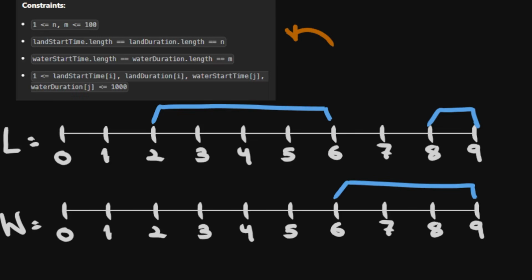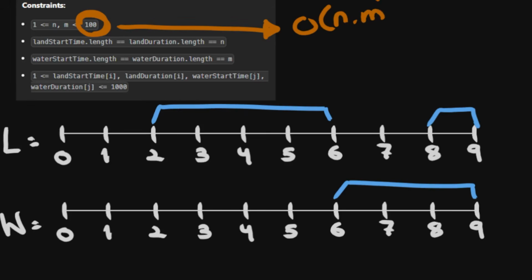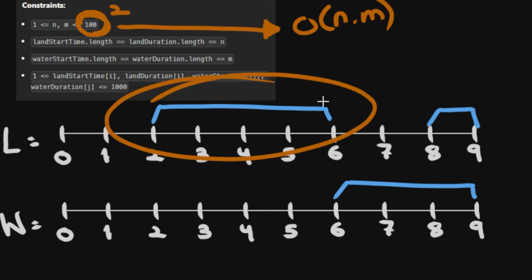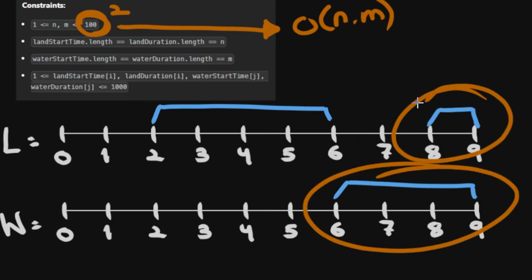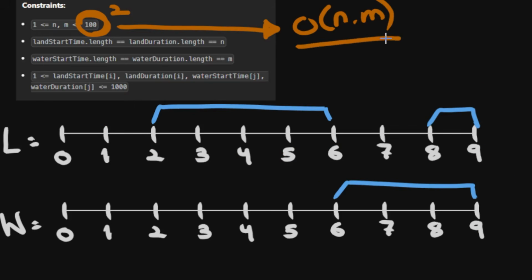Now here we have the constraints, and we know that we can have 100 land rides and 100 water rides as a maximum. And this means that we can think in terms of big O of n times m time complexity. Why? Well, because 100 to the power of 2 is a relatively small number that we can handle. And this means that we can try every combination of 2 rides. First we can try these 2 rides and then these 2. The required time complexity for doing this is big O of n times m.